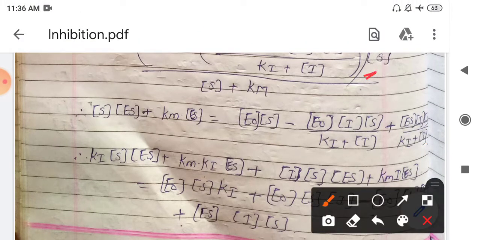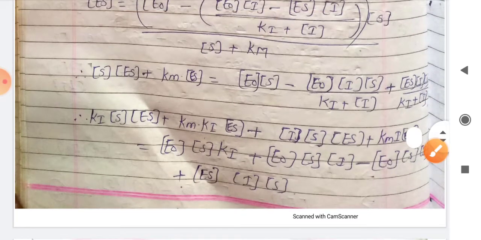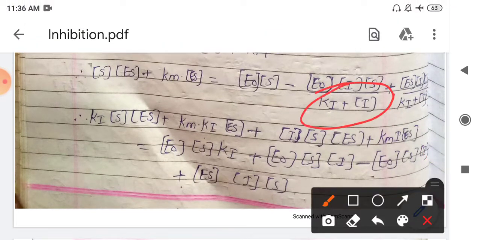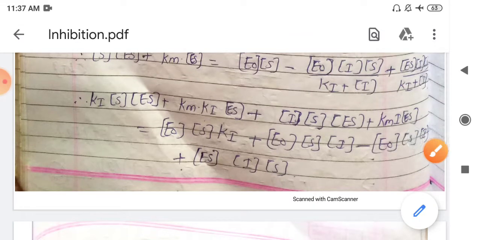We have multiplied by this S to the inside of the bracket, that is S into E0 minus E0 into I into S divided by Ki plus I, plus ES into, here a plus sign should be there, that is ES into I upon I plus Ki into S. So again there are denominator terms, so in order to simplify we multiply by the denominator terms on all the remaining terms.